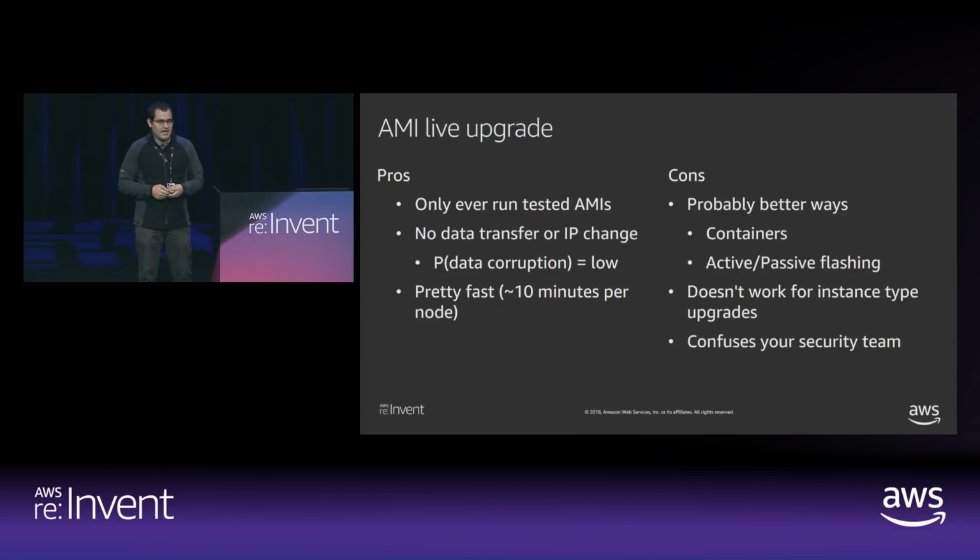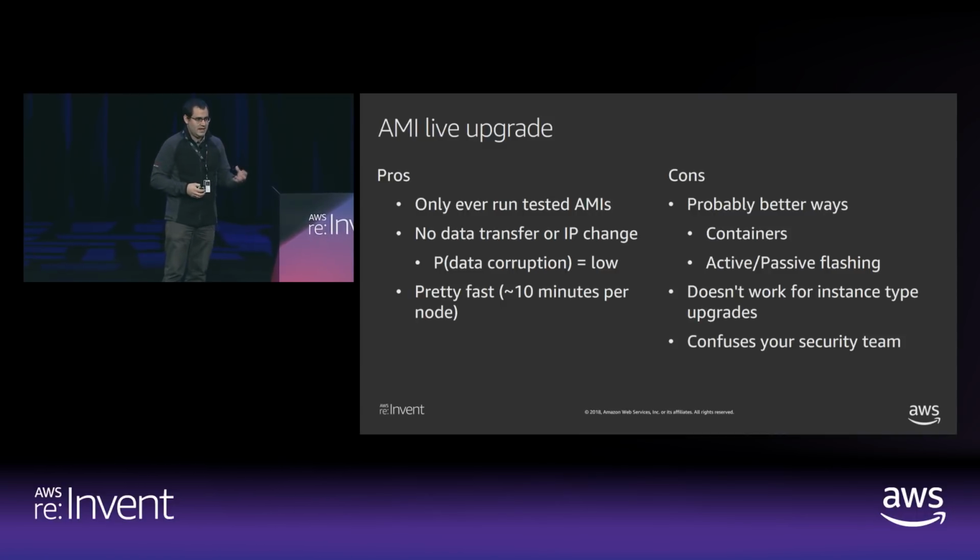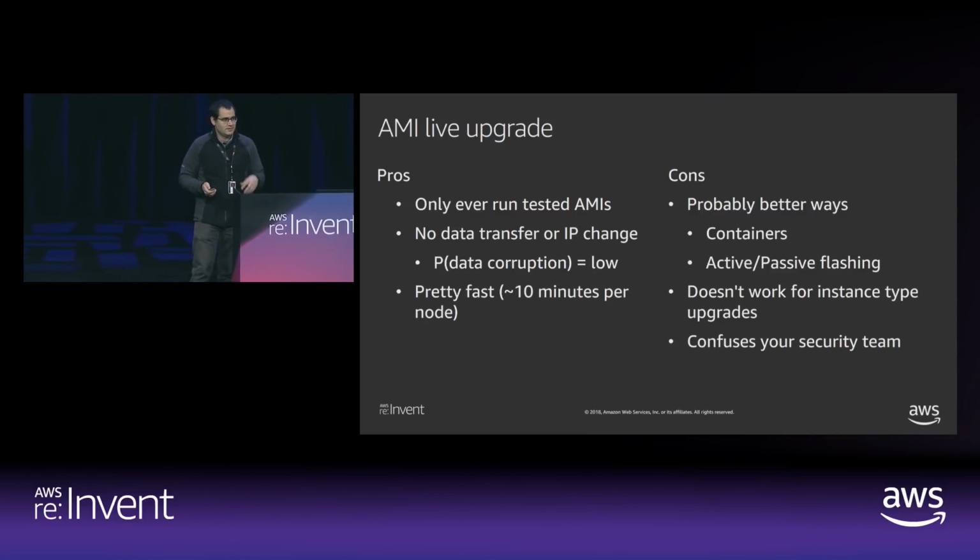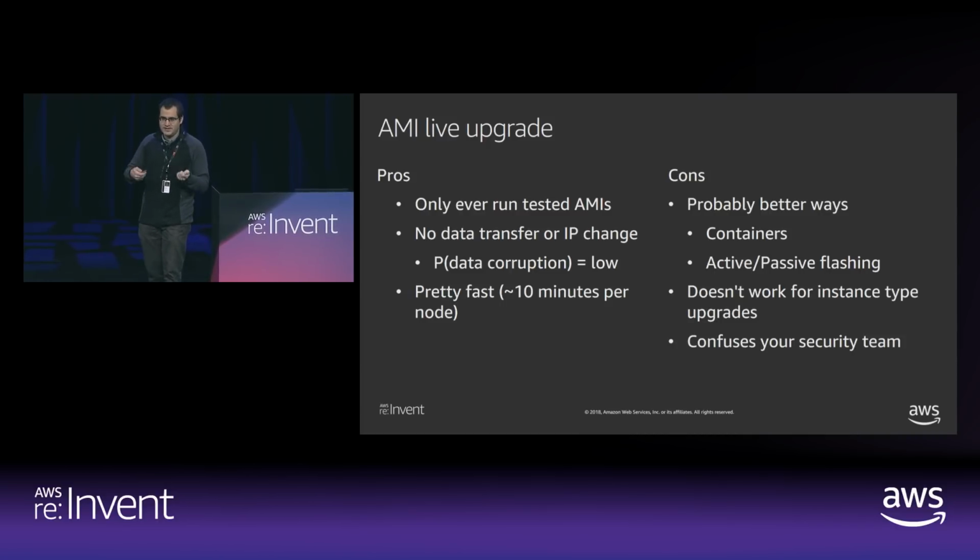So we've been using the AMI live upgrade technique to take our stateful instances, where we don't want to lose the ephemeral drives, and safely move from one tested AMI to another. This is really great because we only ever run tested AMIs that have gone through that pipeline I talked about earlier. There are no partial states where we're sort of in AMI ABC and sort of in AMI XYZ. We're either running one known state or another. There's no data transfer, there's no IP change, which means the probability of corrupting data is very low. And this can be done remarkably fast.